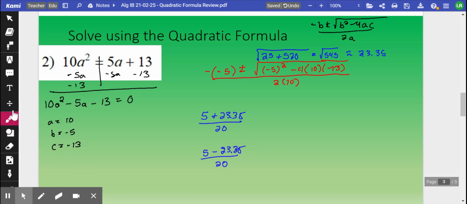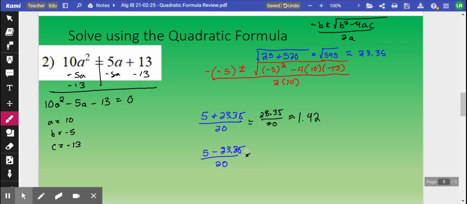Now let's go ahead and add and divide. So 5 plus 23.35 is 28.35 divided by 20. And I'm going to have to round this one into 1.42. Got to round it up.